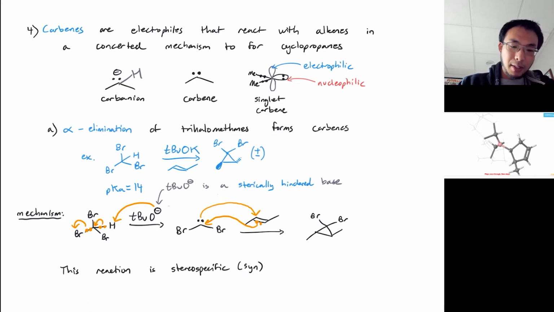So we don't really worry about regioselectivity here, but we do have stereospecificity because, again, this electrophile/nucleophile can only react from one face of this pi bond. So we're always going to get our addition to be syn in the product.